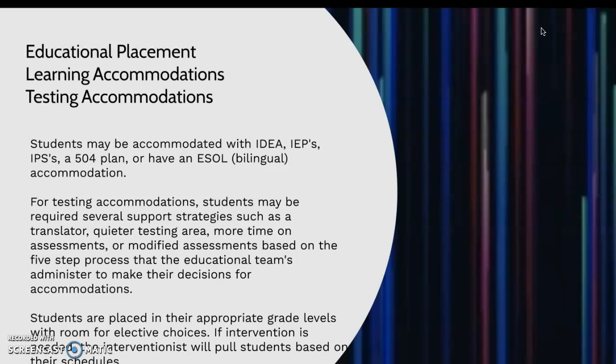With the educational placement, learning accommodations, and testing accommodations, students may be accommodated with IDEA, IEPs, IPSs, a 504 plan, or an ESOL accommodation. For the testing accommodations, students may be provided several support strategies such as a translator, a quieter testing area, more time on assessments, or modified assessments, based on the 5-step process that the educational teams use to make their decisions for the accommodations. Students are placed in their appropriate grade levels with room for elective choices.